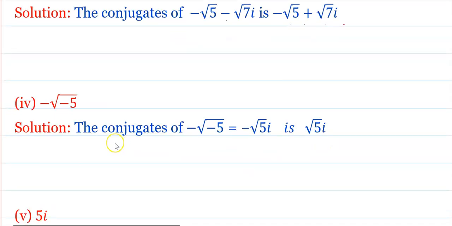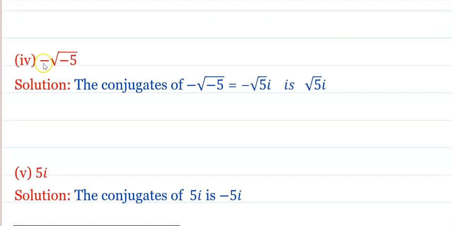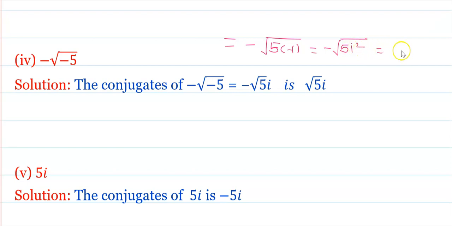Okay. Next, the conjugate of minus in bracket root of -5. Again root of -5 can be written as this. See this here, 5 into -1. Okay, minus again in bracket 5 into i square, and overall you are getting root of 5. This is i. Okay, therefore it's a conjugate.